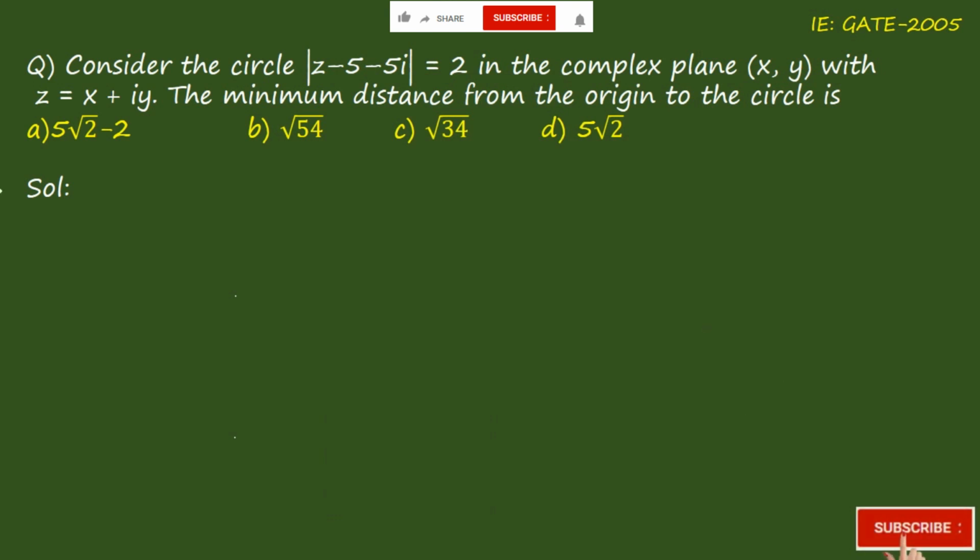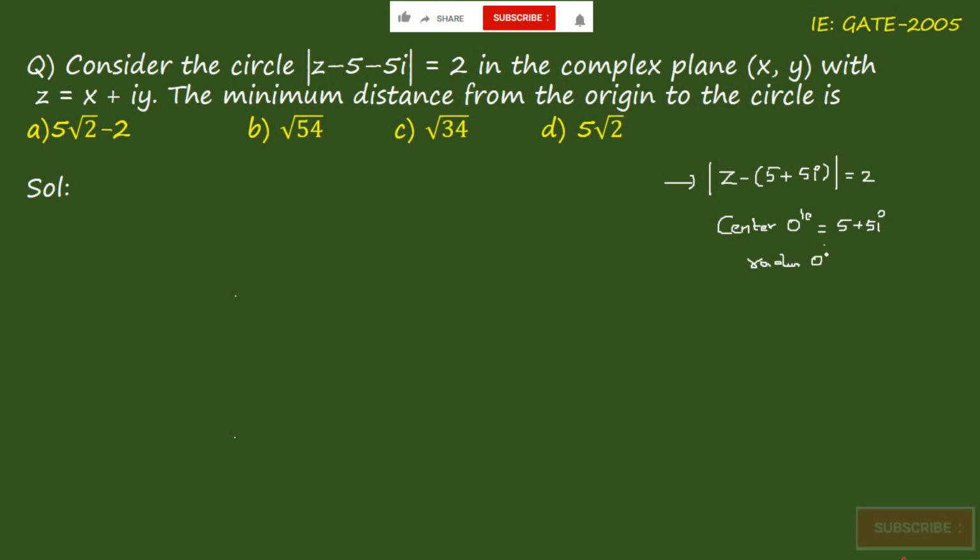Next question. The question is: a circle mod of z minus 5 plus 5i is equal to 2 in the complex plane, where z is equal to x plus iy. The minimum distance from the origin to the circle is. So what they have given is nothing but mod of z minus 5 plus 5i is equal to 2. So we can see that the center of the circle is 5 plus 5i, right? And the radius of the circle is equal to 2, right?